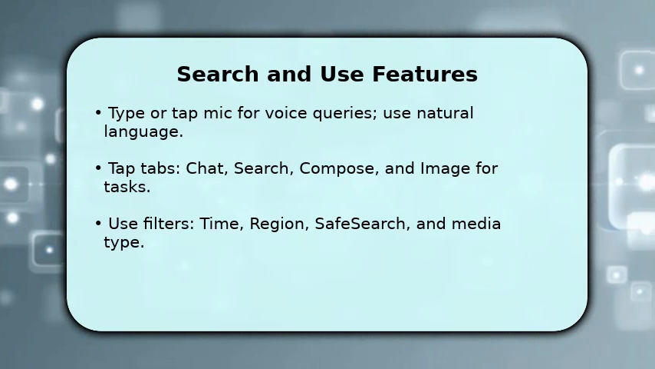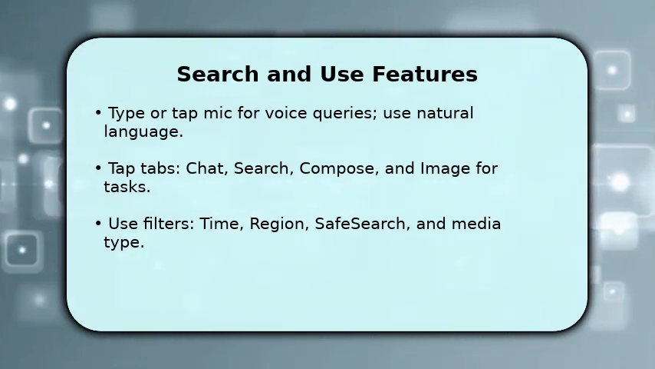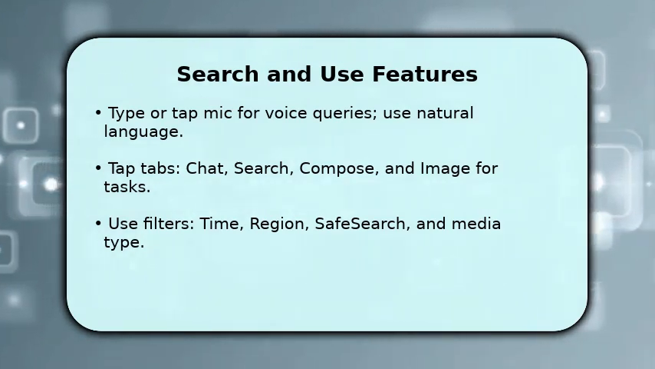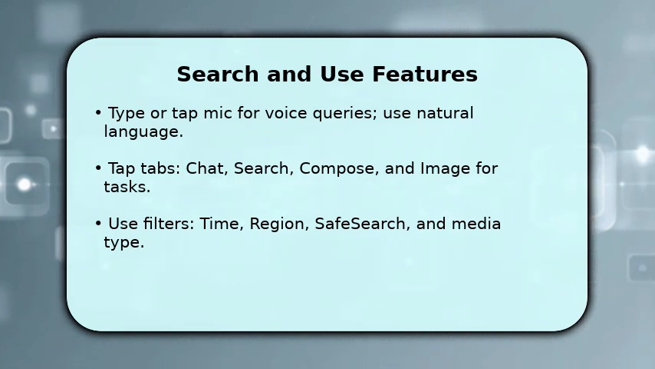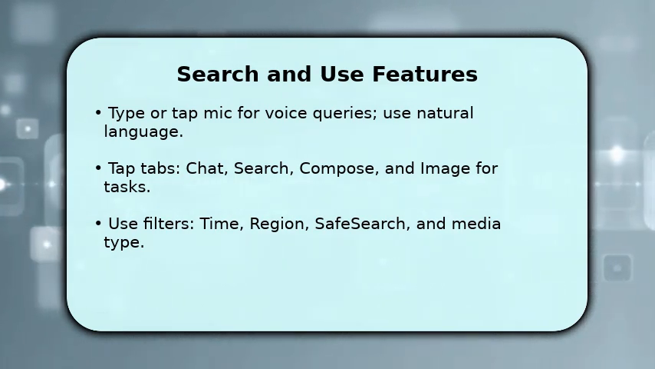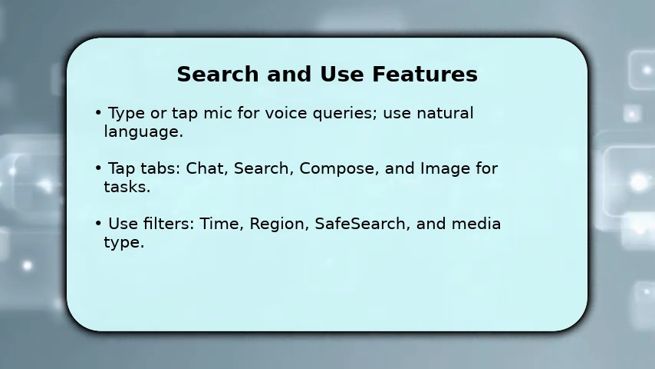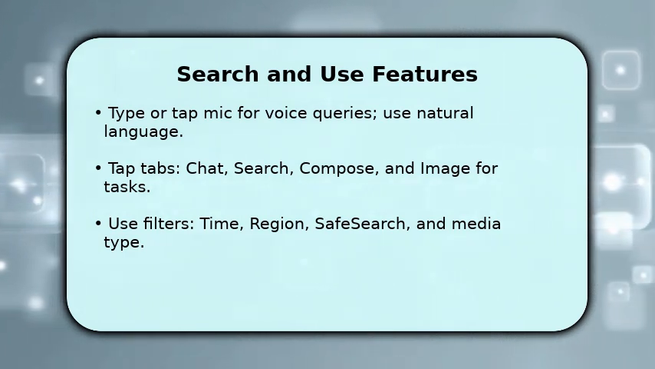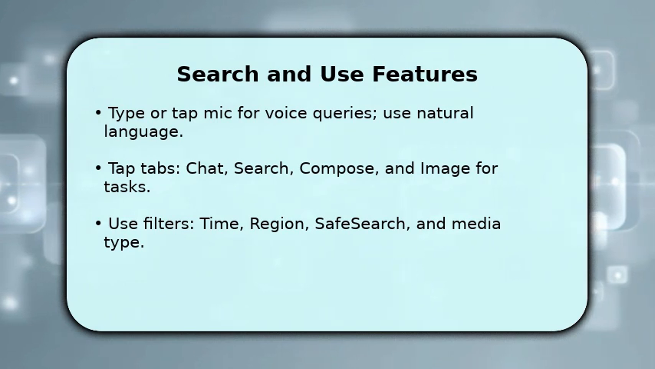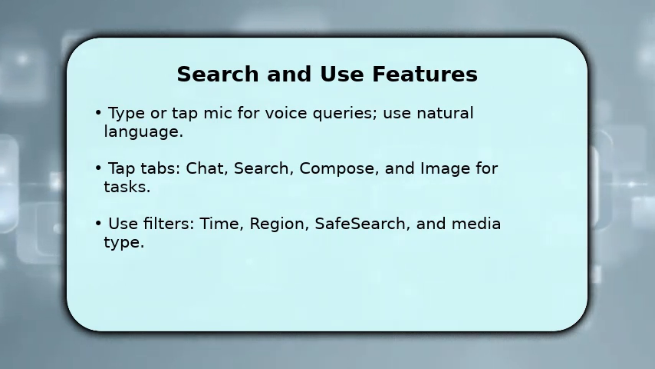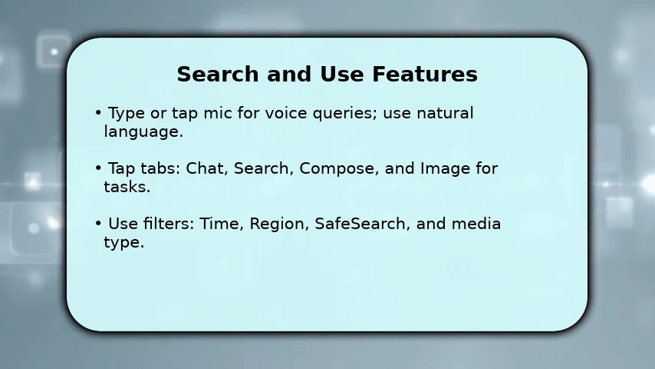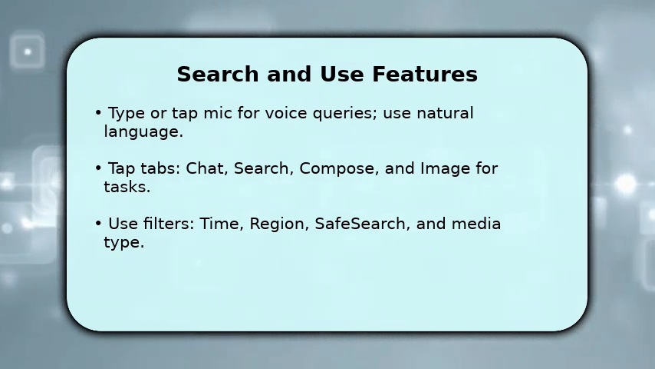You perform searches by typing or tapping the mic and speaking naturally. Bing understands conversational queries. Once you search, switch between Search, Chat, Compose, and Image tabs to refine or transform results. Use filters like Time Range, Region, Safe Search, and Media Type to narrow results quickly. If you need source details, expand a result to view citations and summaries.